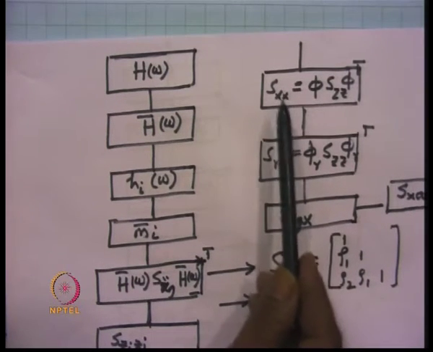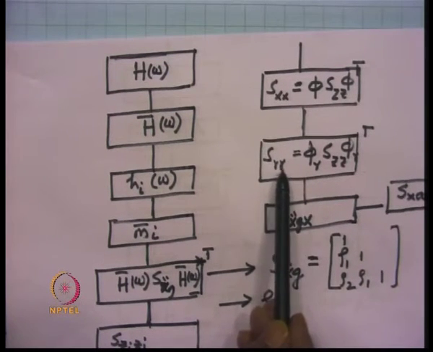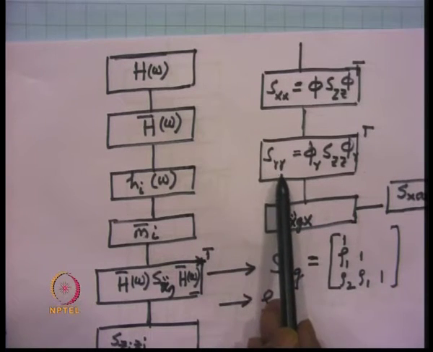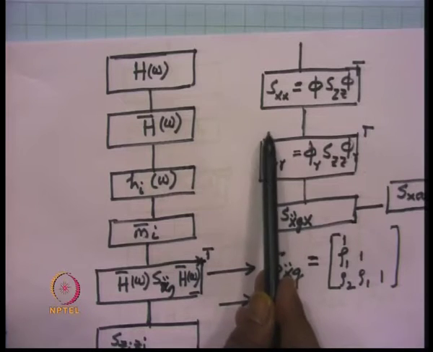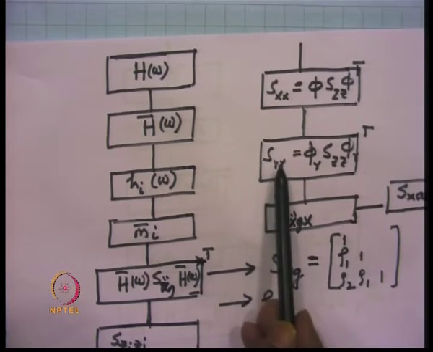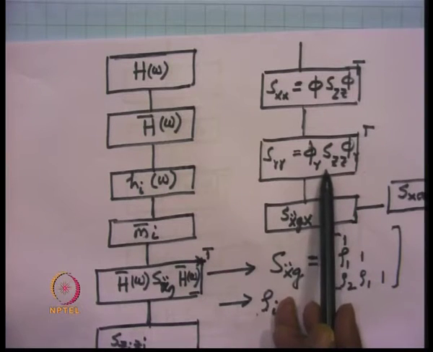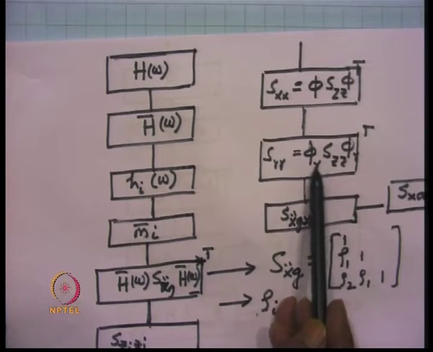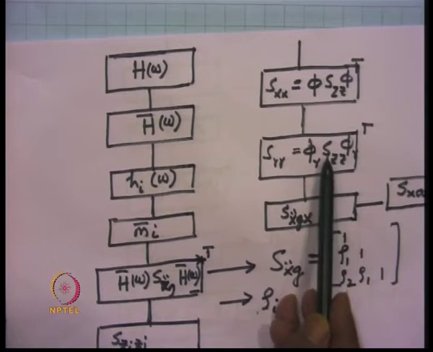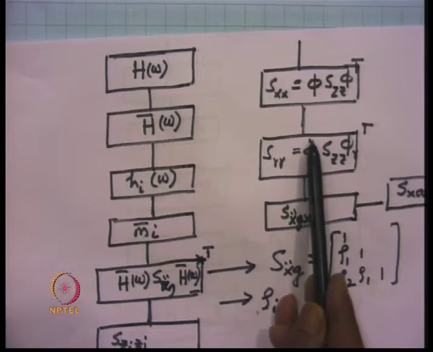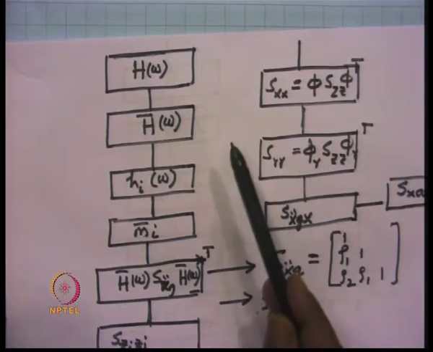If we are interested in finding out the power spectral density function matrix for any other response quantities than the displacement response quantities, then that can be also obtained by pre and post multiplying Szz matrix with the phi r matrix. Phi r matrix is the mode shape matrix for that response quantity that we have stored before.